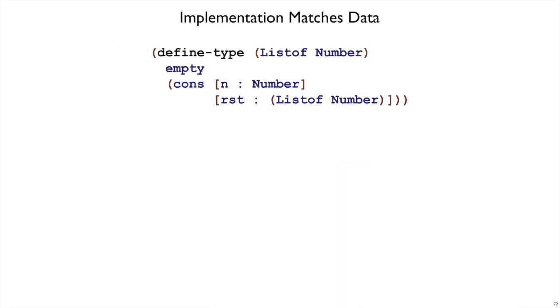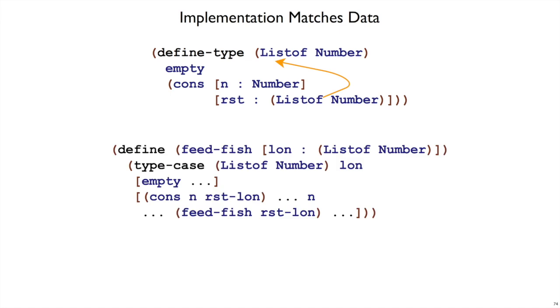Looking back at what we just did, we had a definition of list of number where that definition had a self-reference in it. And then we had a function represented by the template at first, and that template had a self-reference in it as a recursive call. So this is what we mean by the implementation of feedfish matches the data definition of a list of number that feedfish works on. Right? And it's going to be important all semester that your function implementations match the data definition. That will help us make sure that our functions work correctly, and it will help other people read your function and understand how it works.